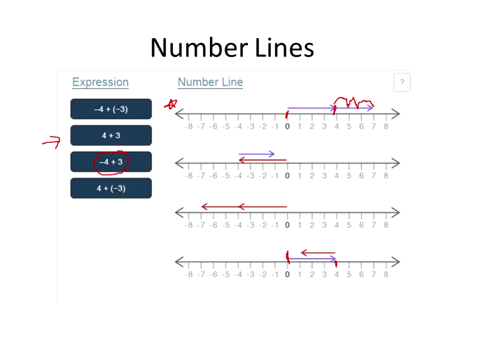The next expression, -4 plus 3. Again, we're going to start at the 0. We're going to go to the -4, so both of these would be that. And then plus 3 means we're going to go to the right 3. So 1, 2, 3. So that expression would go with this one.